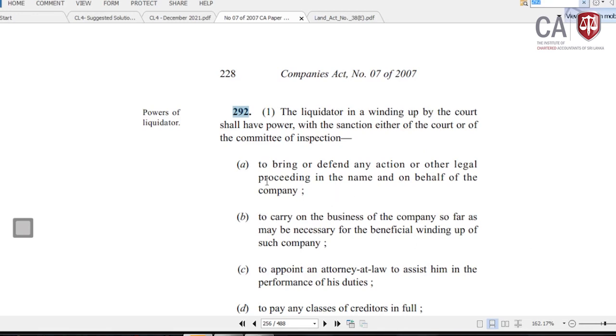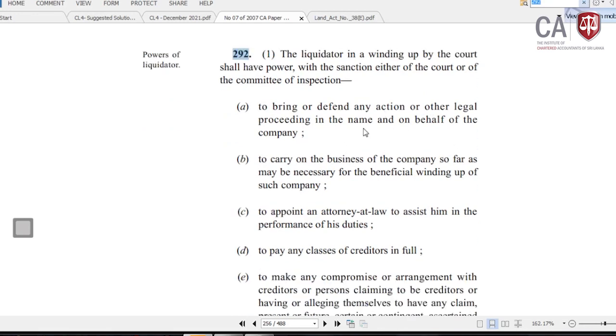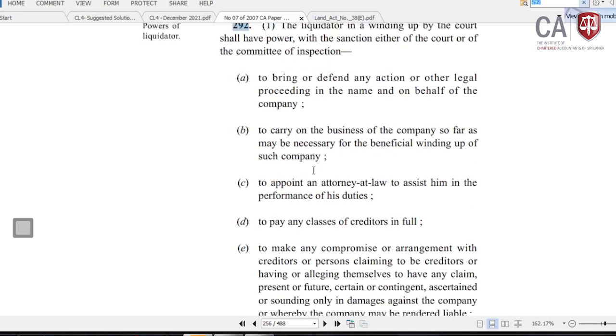So, one power is to bring or defend any action or other legal proceedings in the name and on behalf of the company. To carry on the business of the company so far as may be necessary for the beneficial winding up of the company. I believe that you understand the meaning of the first one. Even though you do not understand, actually it does not matter. You have to reproduce the answer. You can reproduce these powers and include them in your answer. So, you can secure full marks for this question.